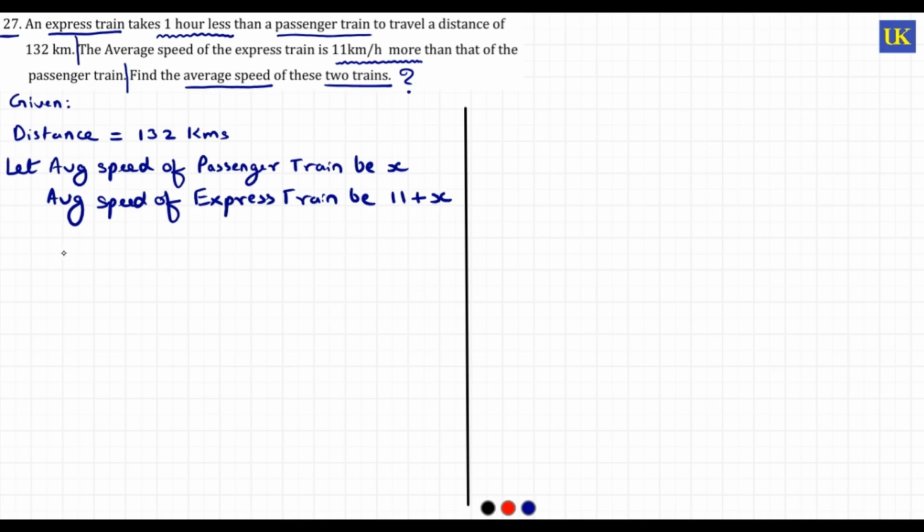Now we know the formula of time, distance and speed. Let me take time as t, distance as d, and speed as s. So this is the formula, guys: time is equal to distance upon speed. Now we will write about the express train here.